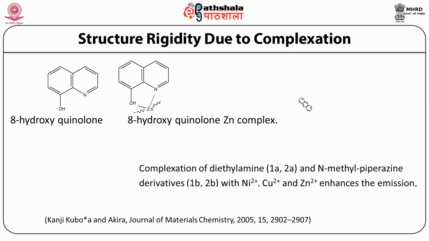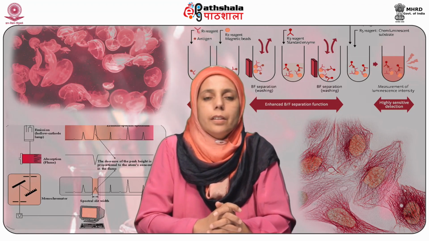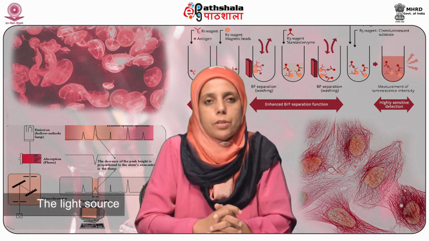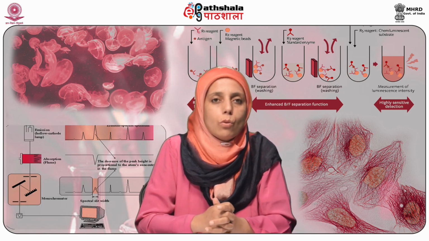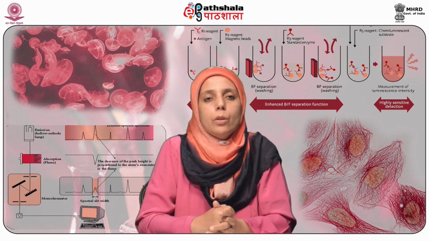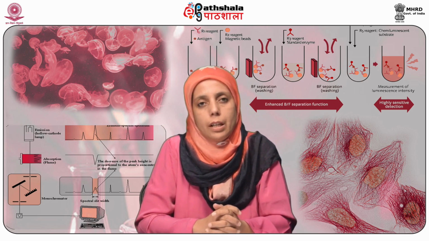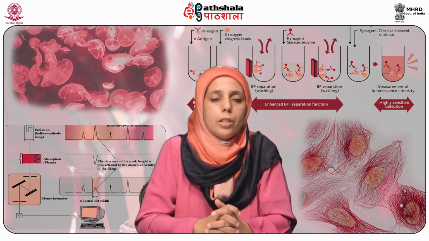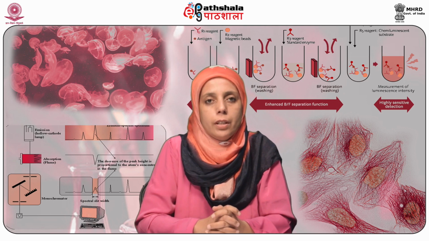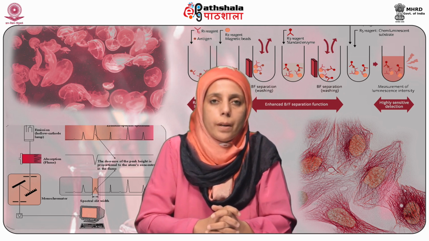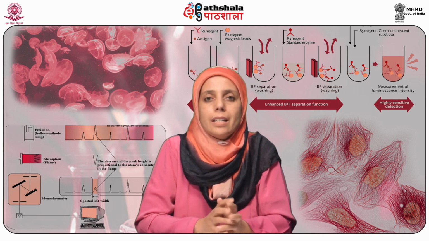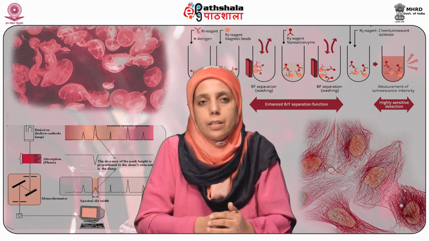And in all the cases, the complexation has improved the emission. After discussing the intrinsic factors, the extrinsic factor involves the light source. The light source is the source of light which is used to excite the electron in the system. The source of light with appropriate wavelength is very much important in excitation of the electron from its lowest occupied level to the excited state.